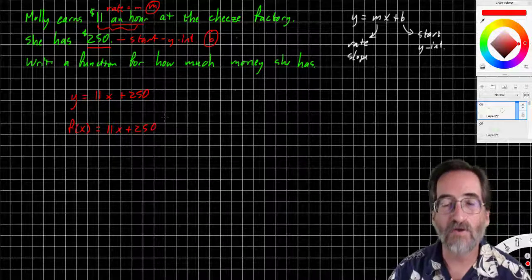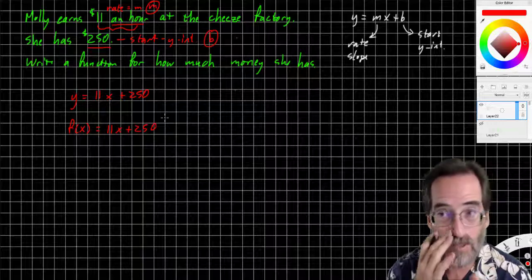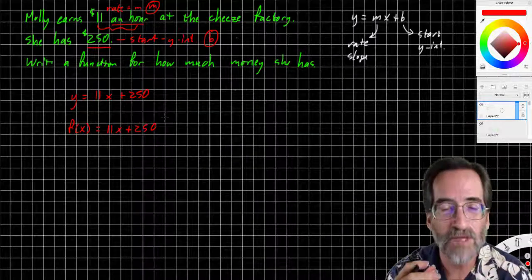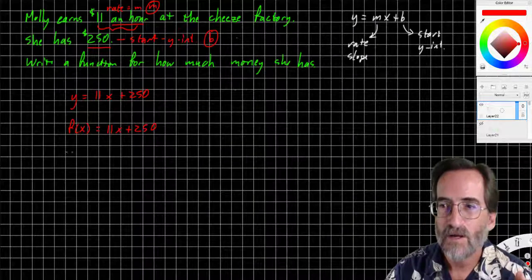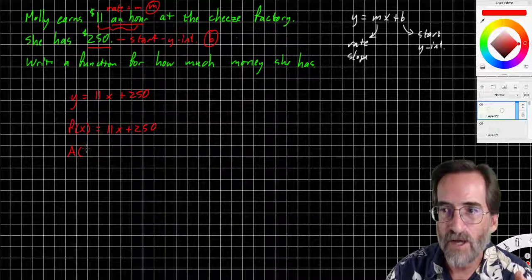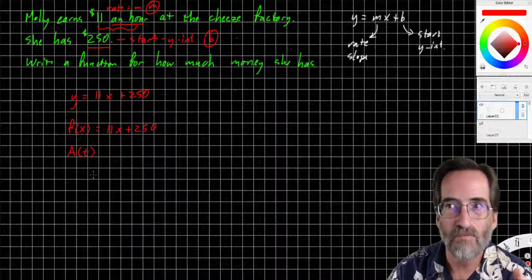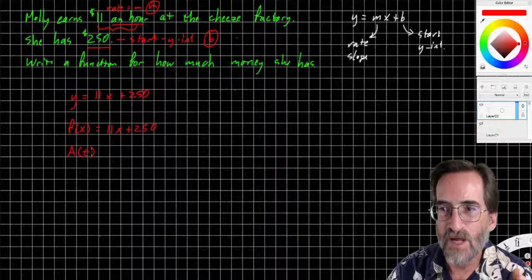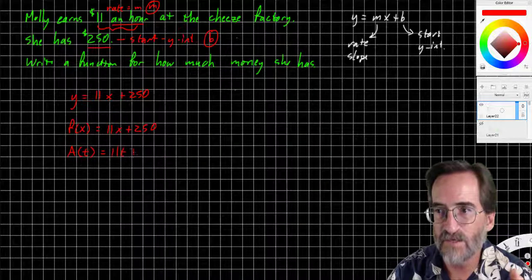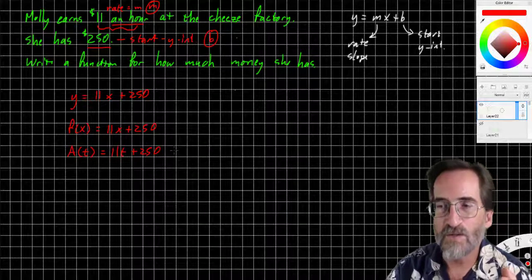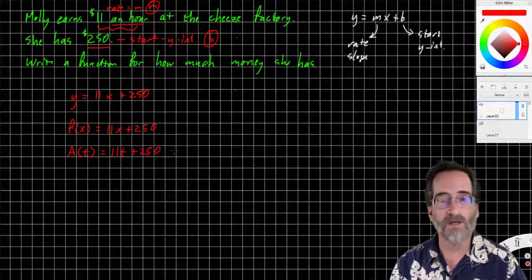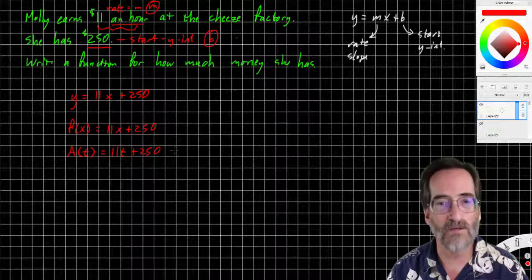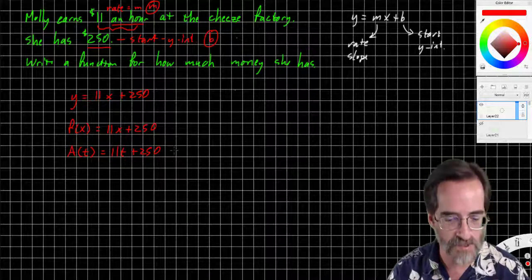Now, one of the things we love to do with word problems is when we write the function, make it mean something, right? So I might use A for the amount of money she has, and I might use t for time in hours, right? So A of t, amount of money as a function of time, is equal to 11t plus 250. So you can use different variables than x or y. It doesn't have to always be x or y. The letters can mean something in the context of the problem.